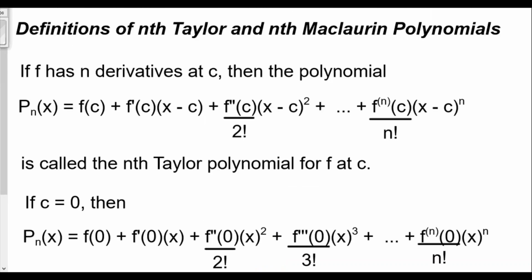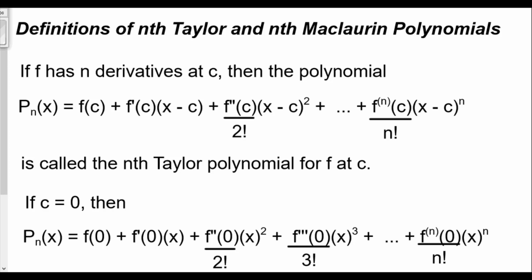All right. So we have our definitions of nth Taylor and nth Maclaurin polynomials. If f has n derivatives at c, then the polynomial P_n(x) is equal to f(c) plus f prime of c times (x - c) plus f double prime of c over 2 factorial times (x - c) squared, all the way to the nth derivative of f at c over n factorial times (x - c) to the nth power.